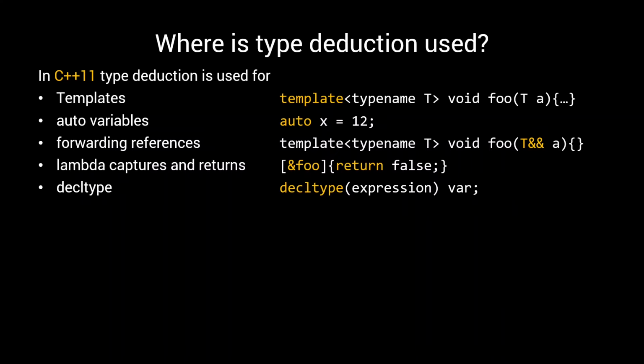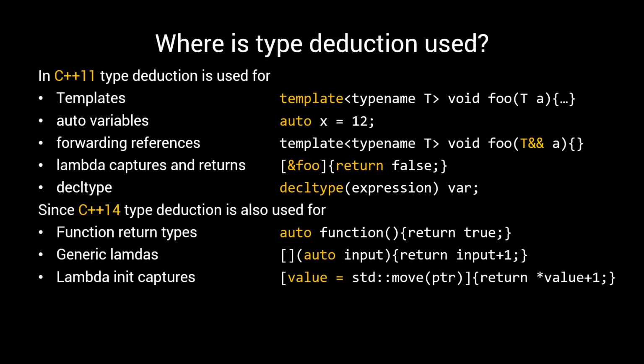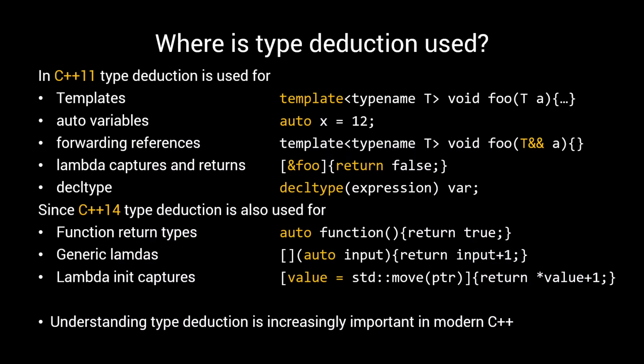But that's not all. In C++14, we got auto return type deduction, which is demonstrated in our motivational example. The lambdas were also made more powerful, allowing generic lambdas accepting auto as their parameter, and allowing for lambda init captures. In other words, understanding type deduction is increasingly more important in modern C++, especially if you want to write generic code that has high performance.